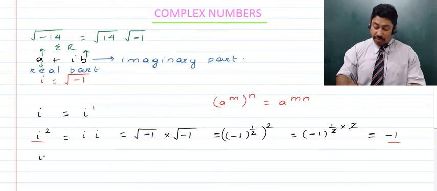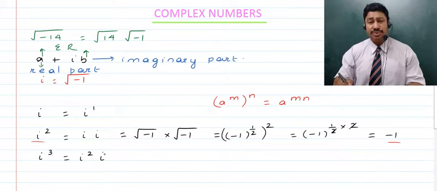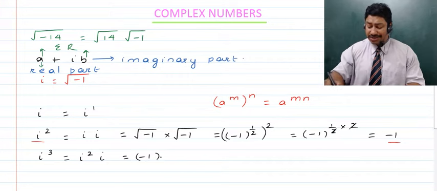Next, if we talk about i raised to the power 3, then that can be written as i squared, which is going to be multiplied with i. And as i squared has already been looked up to be minus 1, it will be multiplied with i, and as such it will become equal to minus i.